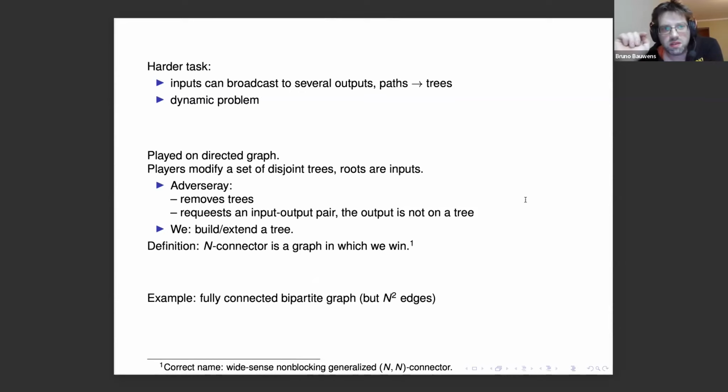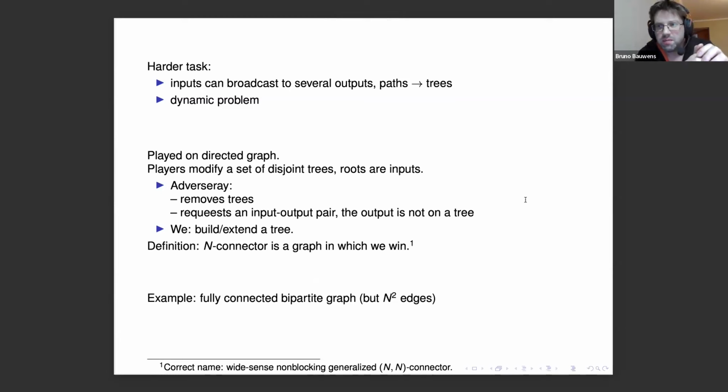Oh, sorry, too early. So we need a dynamic variant of this. It means that an opponent can give input-output pairs, and then he can also discard input-output pairs, and then the path is also discarded. But once an input-output pair is assigned, it cannot be changed anymore. So that's the dynamic variant of the problem.